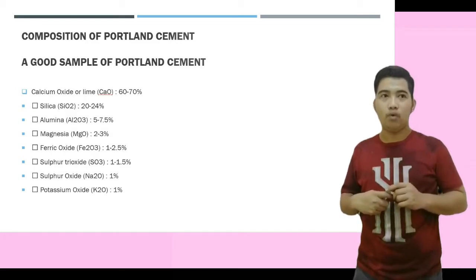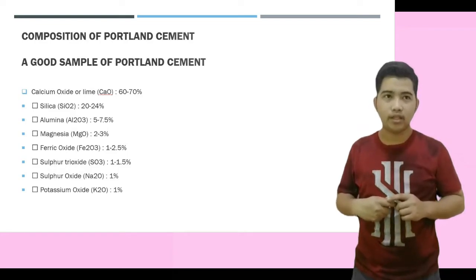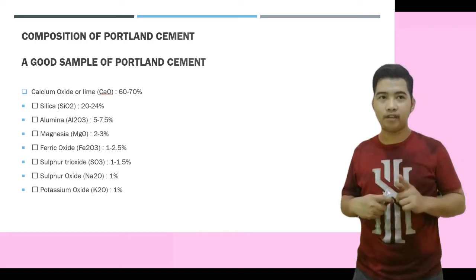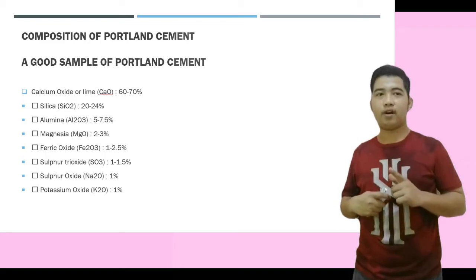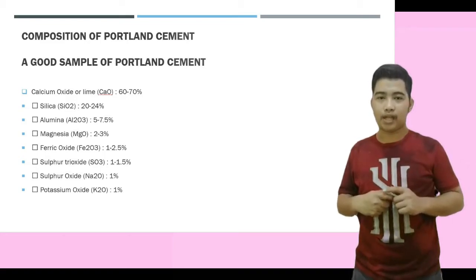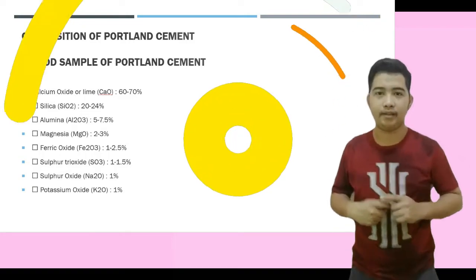Ferric oxide 1 to 2.5%. Sulfur trioxide 1 to 1.5%. Sulfur oxide 1%. Potassium oxide 1%.